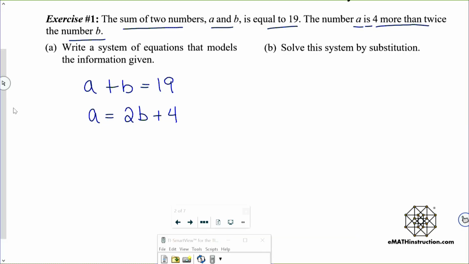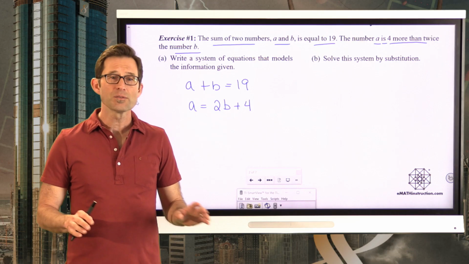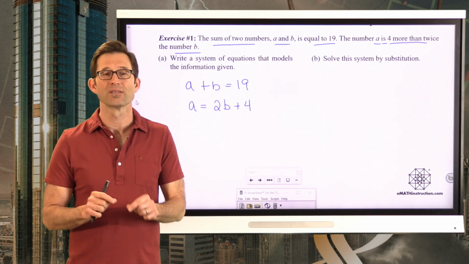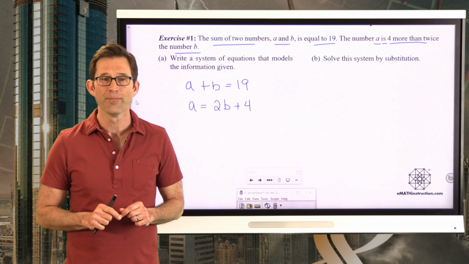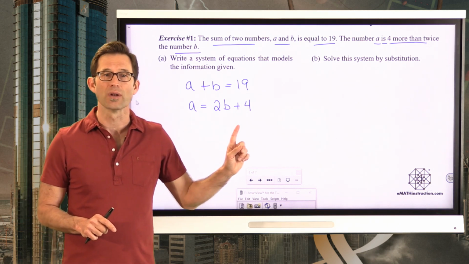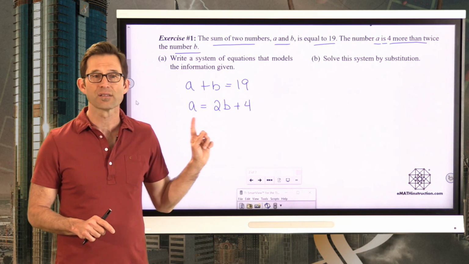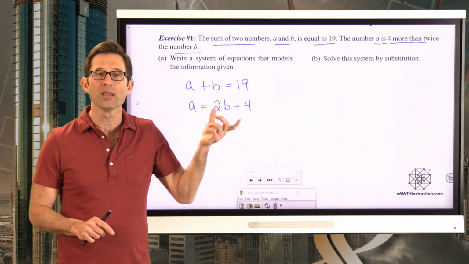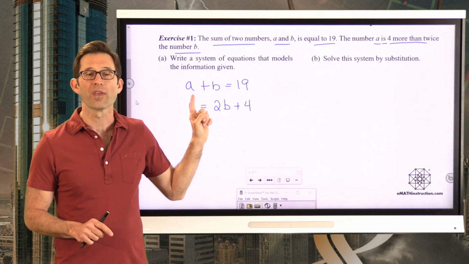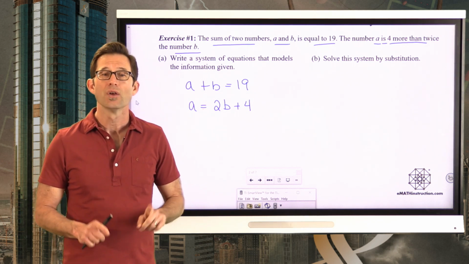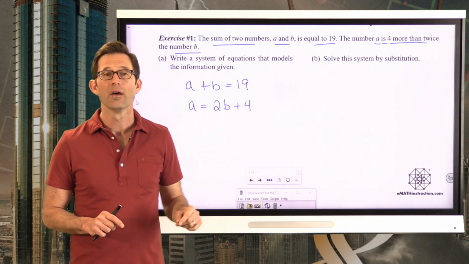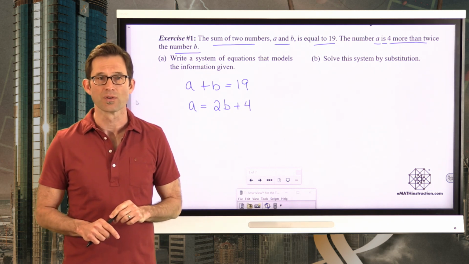Solve this system by substitution. Now, in this problem, I specifically said use substitution, but let's talk about why that makes sense as opposed to using elimination. Substitution makes a lot of sense in this case because in the second equation, the a is isolated. It's all by itself, so it's easy enough to take the 2b plus 4 and substitute it in for the a in the first equation. So why don't you go ahead and solve this system in letter B by using the method of substitution.